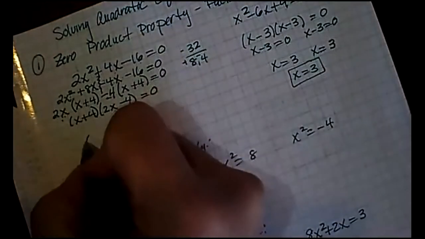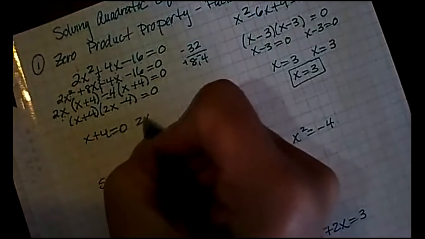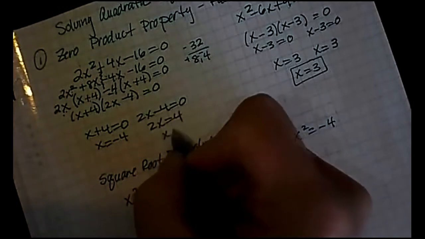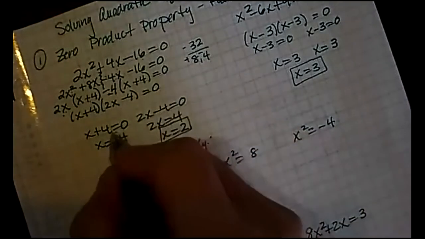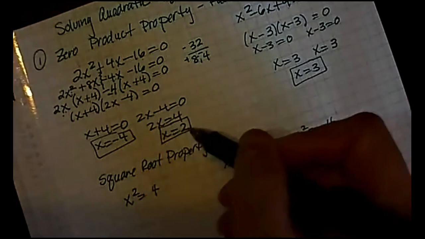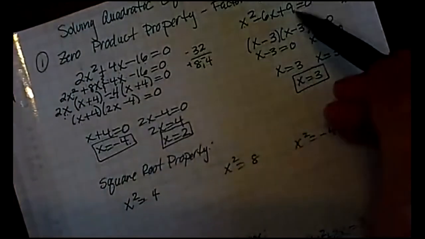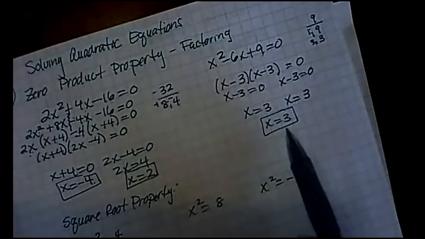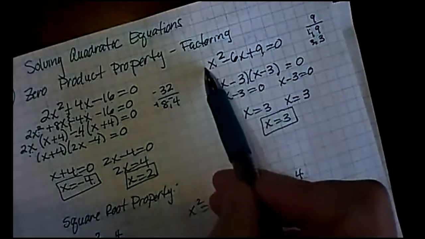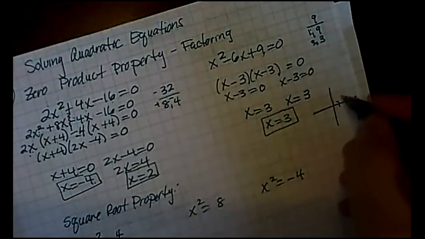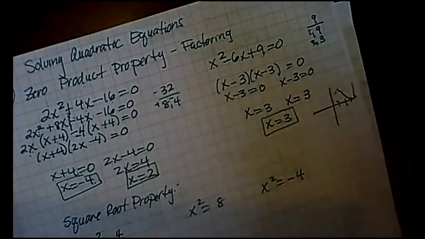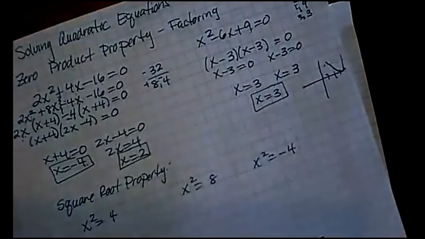So x plus 4 equals 0 and 2x minus 4 equals 0. x equals negative 4. 2x equals 4, so x equals 2. You can check these. If I graph this, it should go through the x-axis at 2 and negative 4. If I graph this, it should just touch the x-axis in one point, and because this opens up, it's going to touch that axis at 3 and then come right back up. That's kind of what that graph will look like.